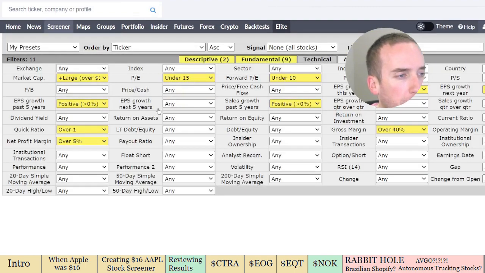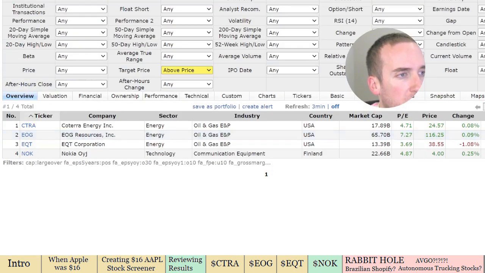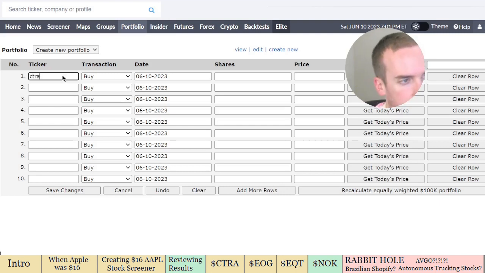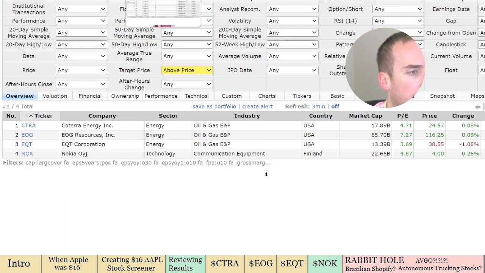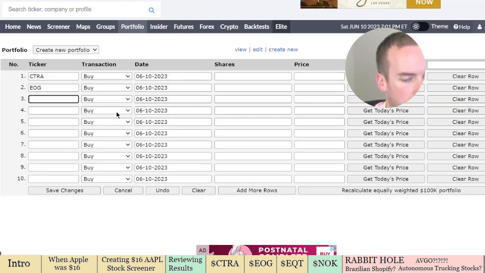Where? Here we go. So CTRA, EOG, and EQT. Nokia. All right. And we're just going to buy one share of each. Get today's price, get today's price, get today's price.